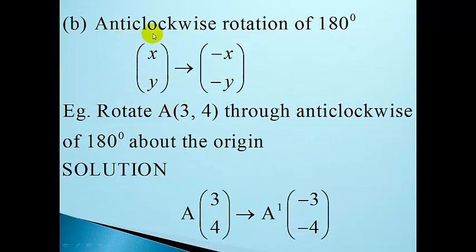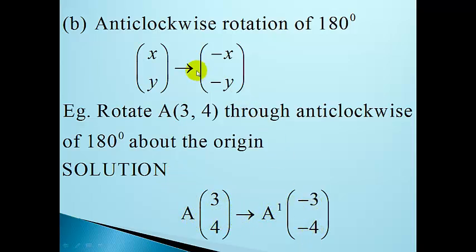Now B, anti-clockwise rotation of 180 degrees. xy maps to minus x minus y. That is, you negate both the x and the y, but they will take the same position. So xy maps to minus x minus y. Example, rotate A(3, 4) through anti-clockwise of 180 degrees about the origin. Now solution. With the point A(3, 4), this maps to A prime (-3, -4).